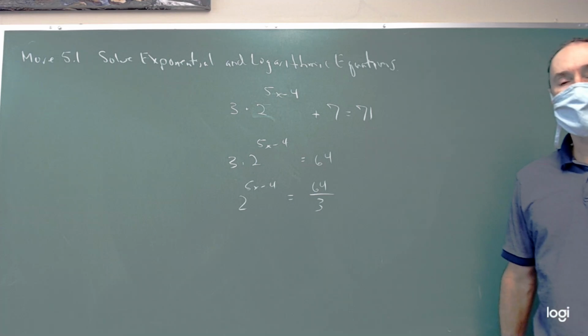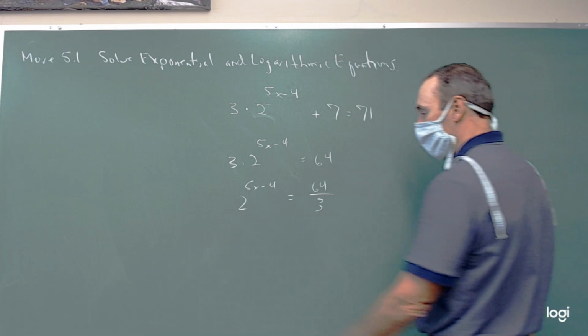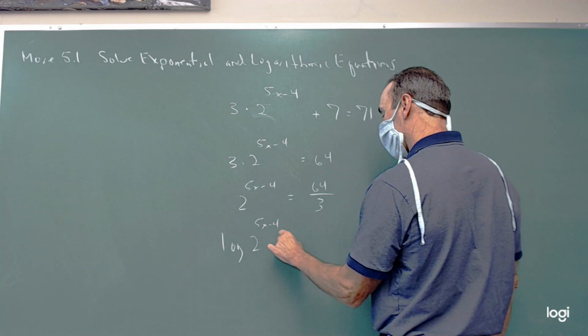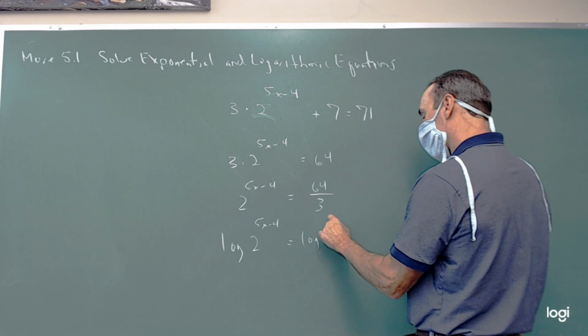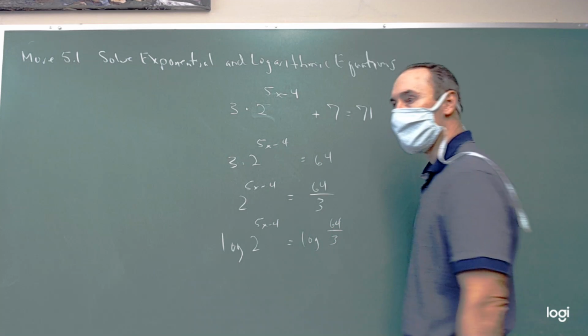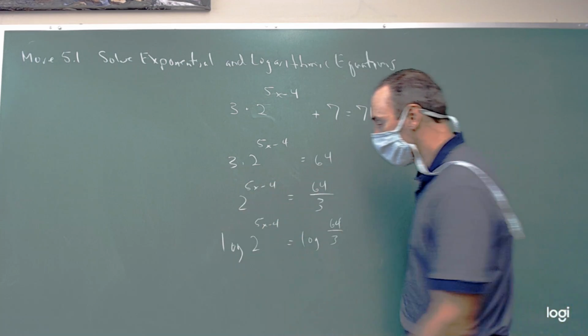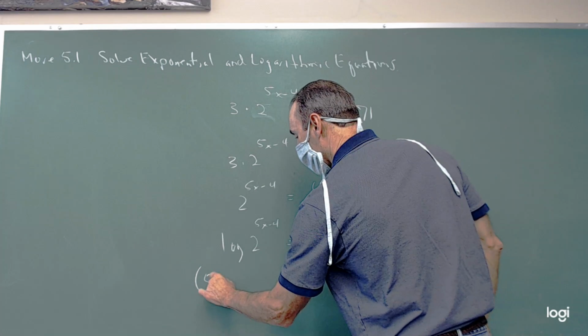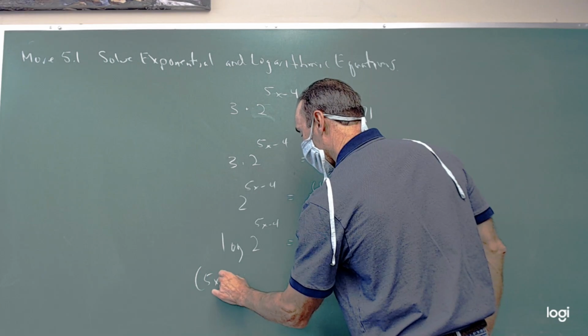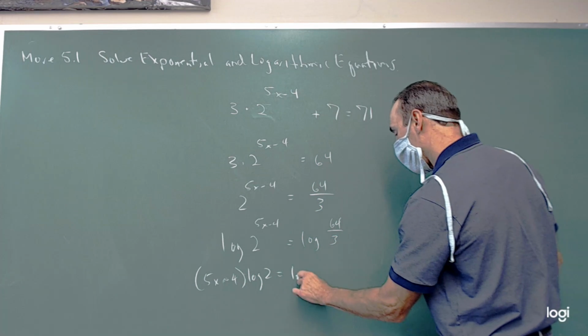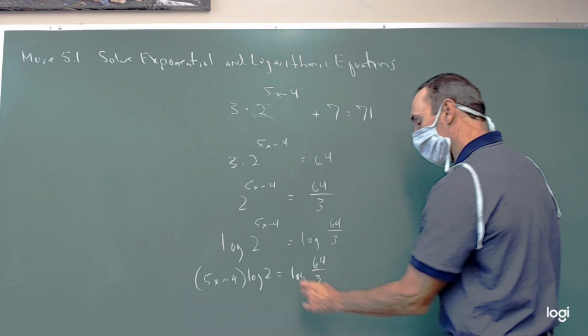Now we're ready to take the log of both sides. So we'll take the log of 2 raised to the 5x minus 4 is the log of 64 thirds. Then you can bring that entire exponent out in front. So now we've got 5x minus 4, the quantity, times that log of 2 equals the log of 64 thirds.